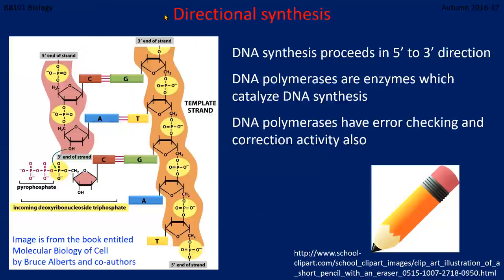Because first you have to think about the directionality of the synthesis. So again, when the DNA is being synthesized, it gets synthesized in a particular direction, and that direction is from 5 prime end to 3 prime end. So when you think about this 5 prime and 3 prime, you have this deoxy ribose sugar over here. And when you think about the numbering, this is number 2.